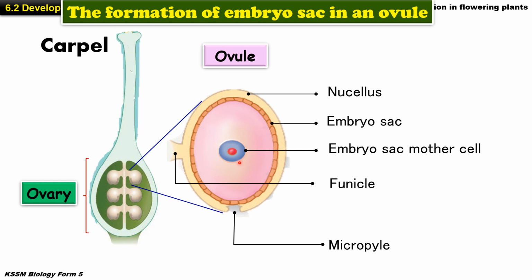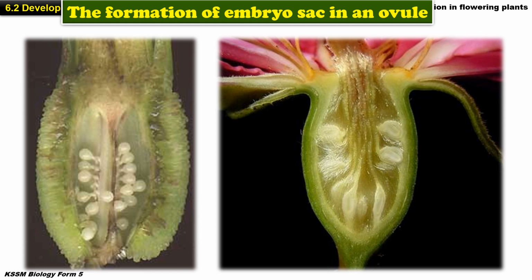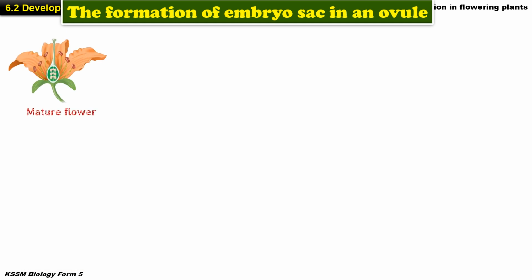And yang warna orange chocolate ni, this is the embryo sac. Dalam dia ada embryo sac, mother cell. Dah. Okay. Lukis. Level. And half out. Okay. So, kita tengok macam mana sebenarnya in the real picture.